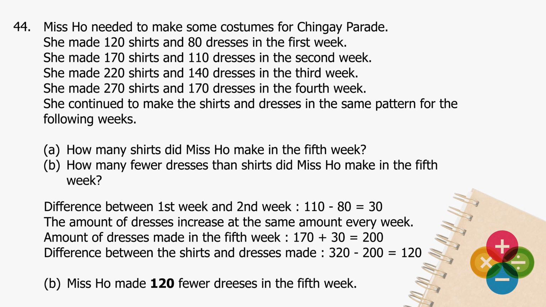The difference in the amount of dresses made between the first week and second week will be subtract 80 from 110, and the difference is 30. The amount of dresses increases by the same amount every week. The amount of dresses made in the 5th week will be add 170 to 30, and the sum is 200. The difference between the shirts and dresses made will be subtract 200 from 320, and the difference is 120. B. Miss Ho made 120 fewer dresses in the 5th week.